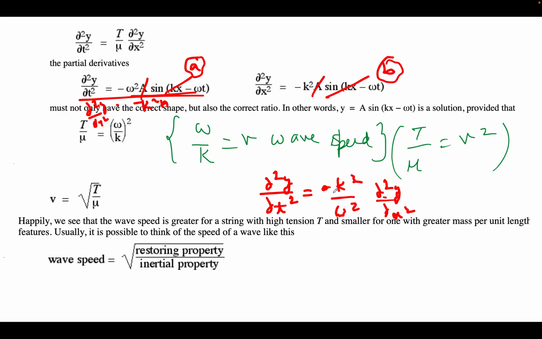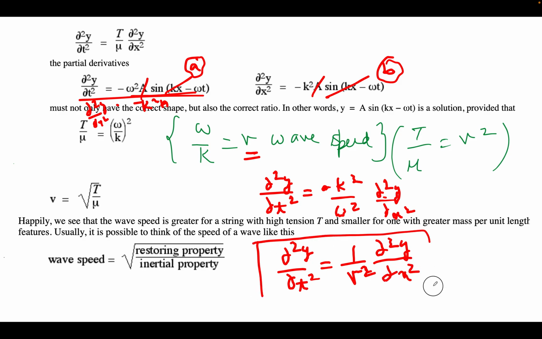So what is the value of omega by k? Omega by k is actually v, the wave speed. So we can write it as del 2y upon del t square is equal to v square times del 2y by del x square, right?